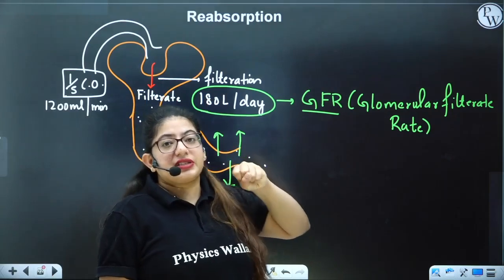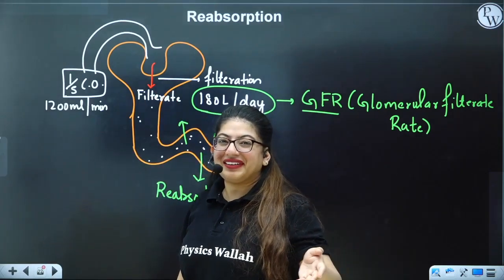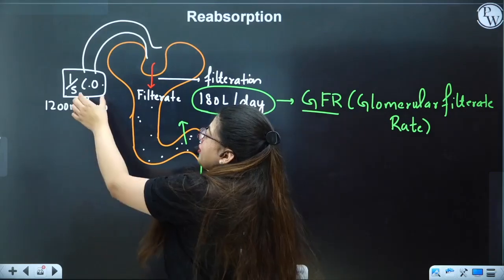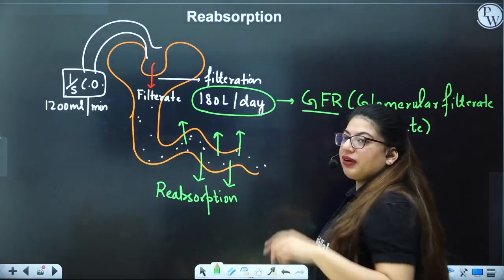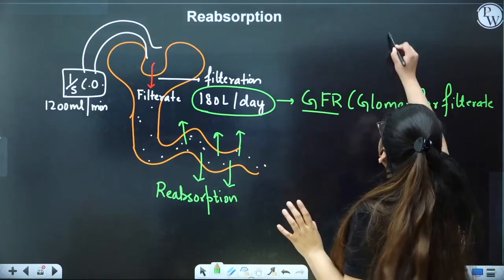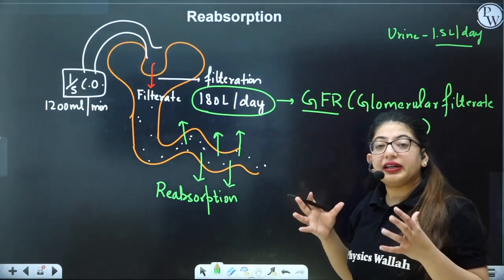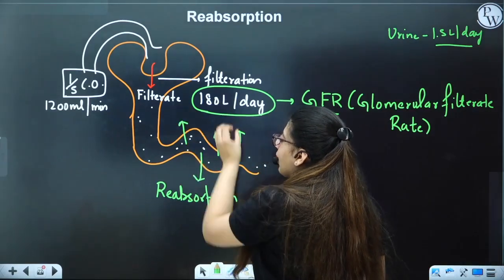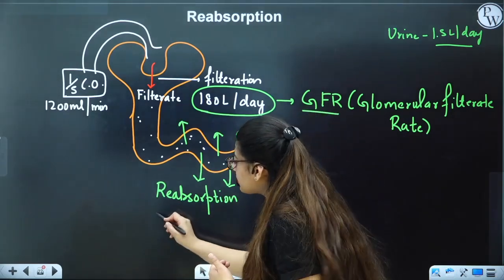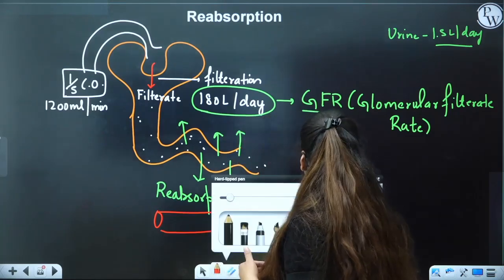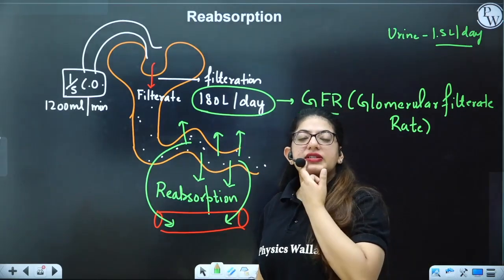Because we want to conserve things there. The amount of blood coming per minute was 1200 ml, which is around 1/5 of the cardiac output. But 180 liters per day is getting filtered, while the urine formed is around 1.5 liters per day. So 99% has been taken back from these tubules to the blood. I told you that there are blood capillaries around these tubules, so everything getting back enters your blood. This process is known as reabsorption.